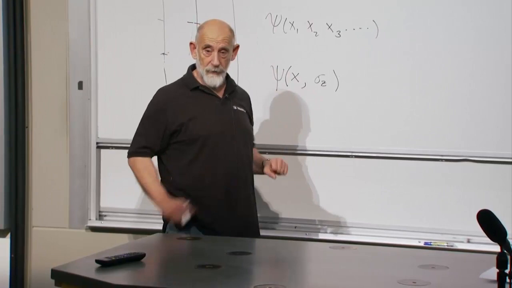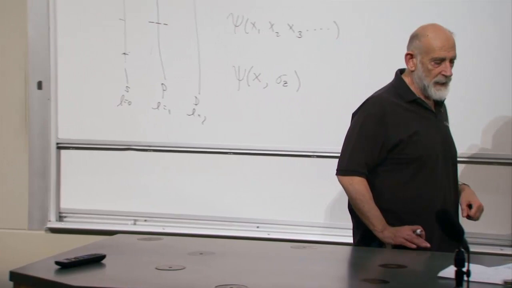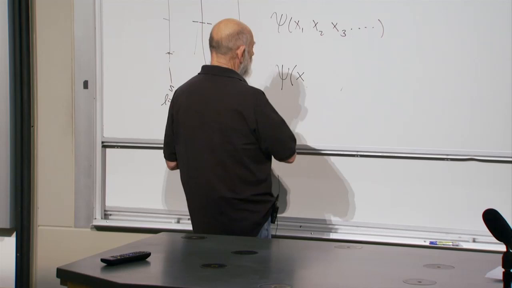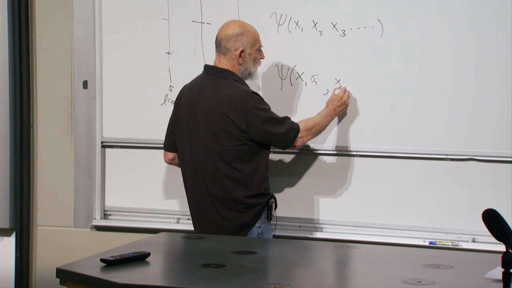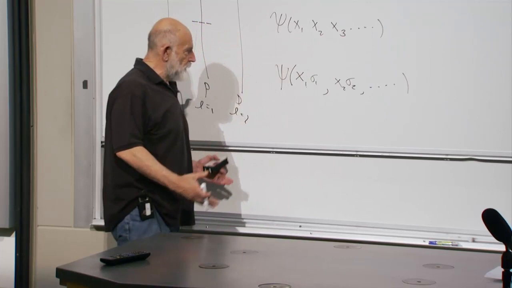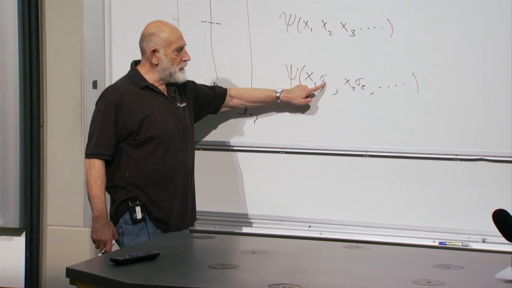And it represents the probability amplitude for the particle to have a certain location with a spin either up or down. Once you know that, then you say, okay, the wave function for many particles is a function of x1, sigma 1, where the one stands for the particle, not whether it's x, y, or z, then x2, sigma 2, and so forth. This represents the wave function for a particle to be at position 1 with spin sigma 1, position 2 with spin sigma 2, and so forth.